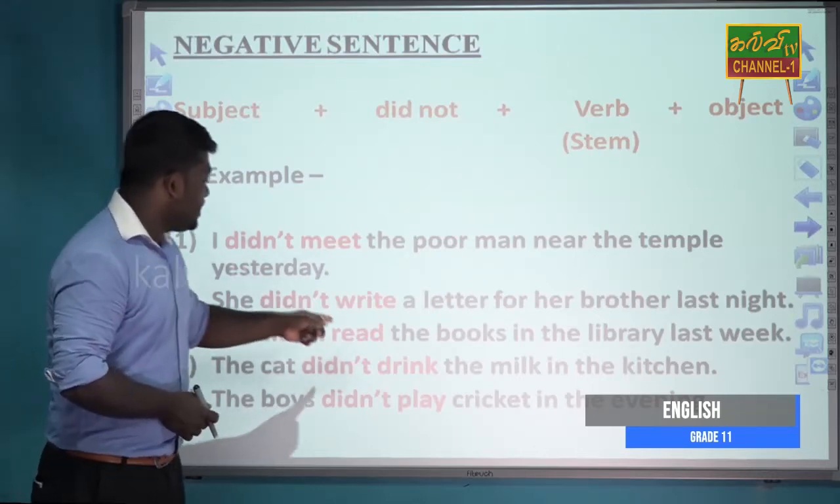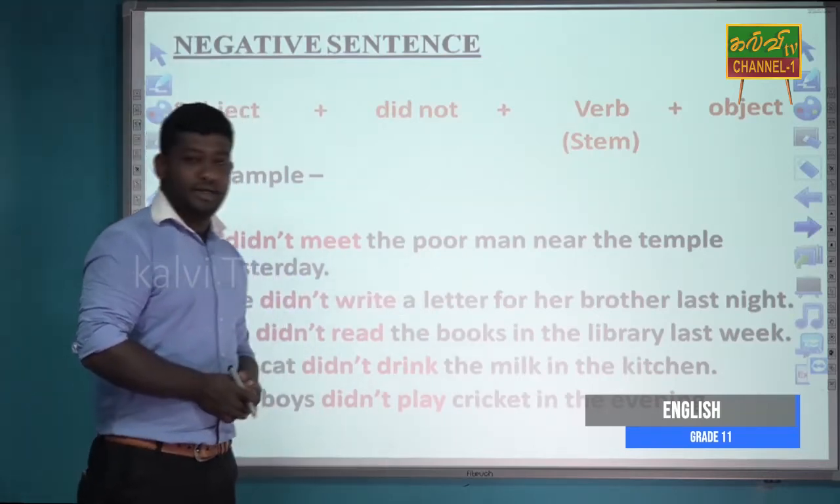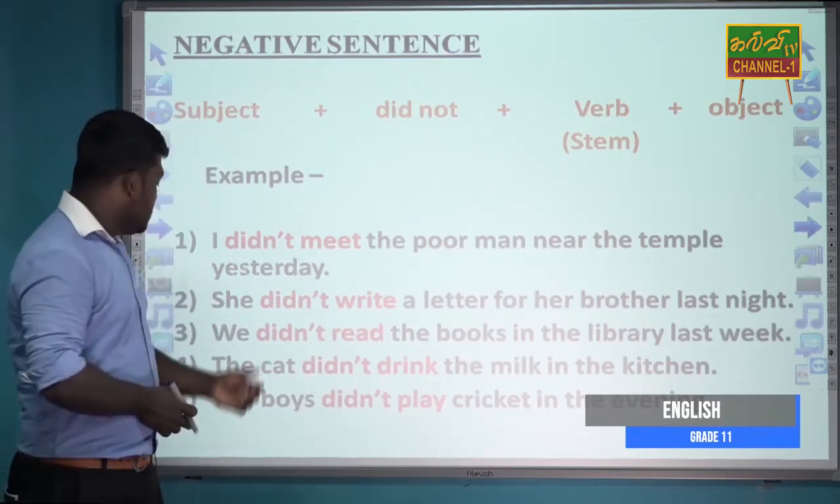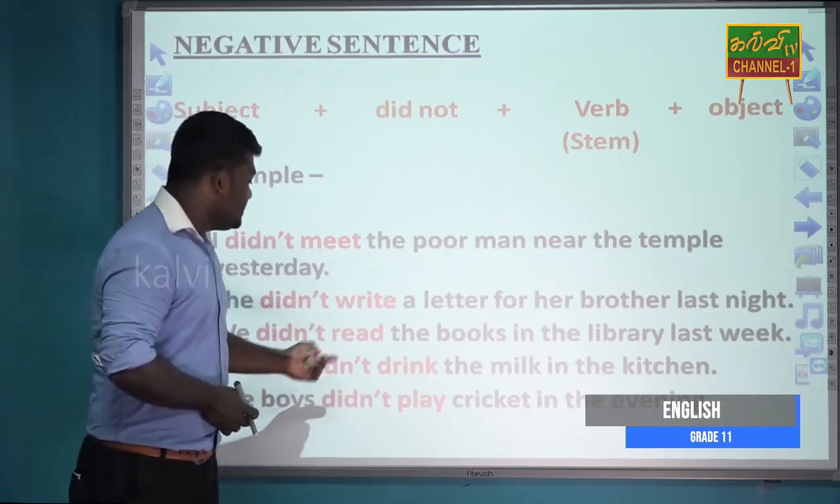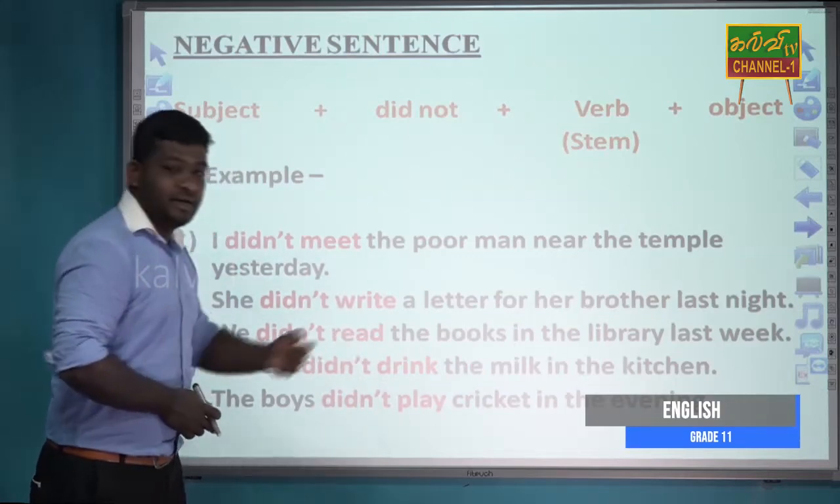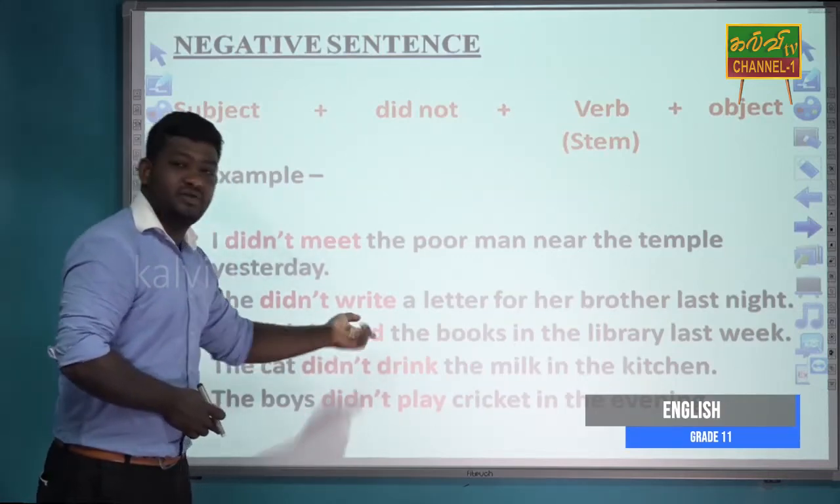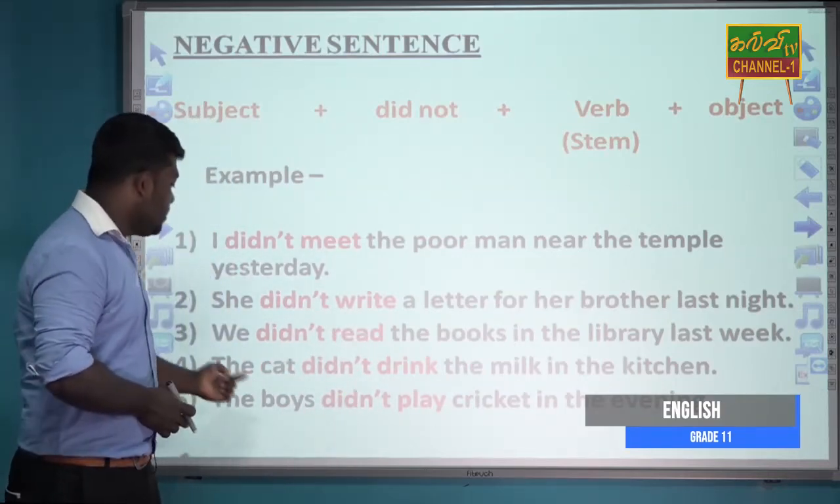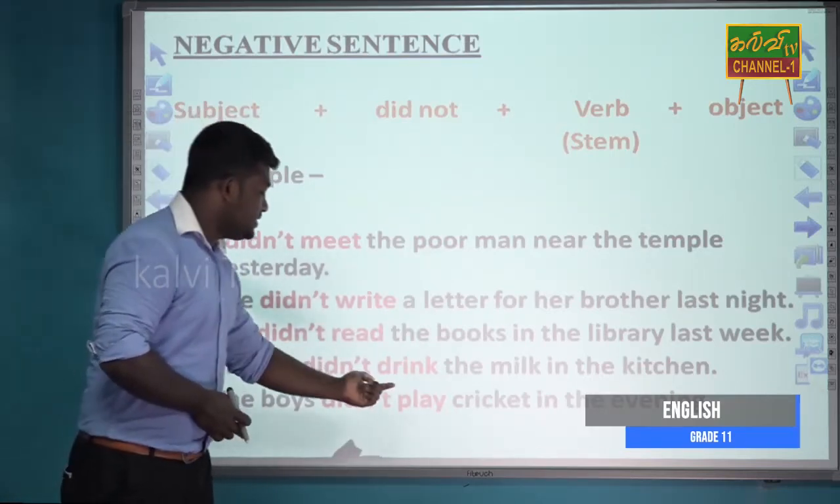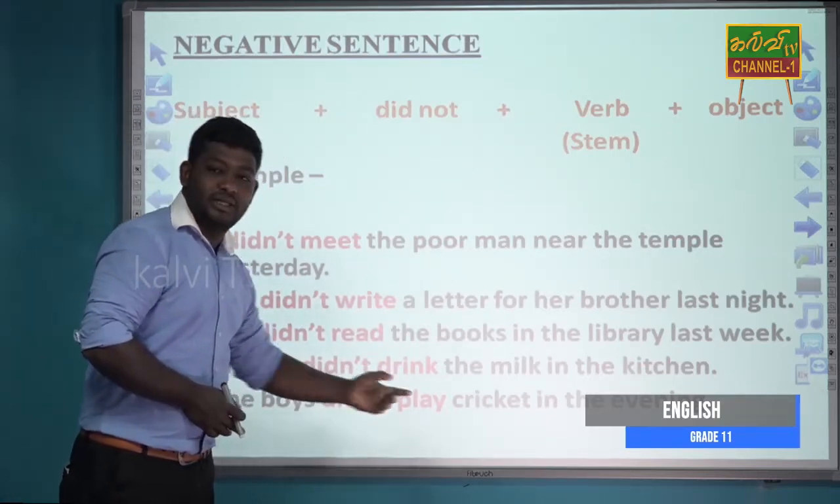We didn't read the books in the library last week. இதில் read வந்து readக்கு past. The cat didn't drink the milk in the kitchen. இதில் drink என்பது drinkக்கு past drank. அதே மாதிரி the boys didn't play cricket in the evening. இதில் play வந்து playக்கு stem.